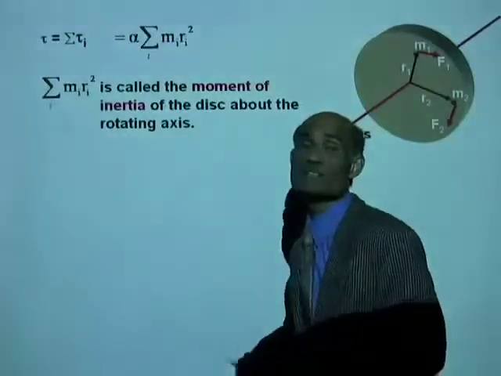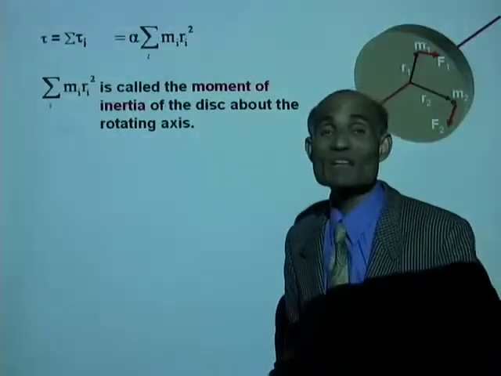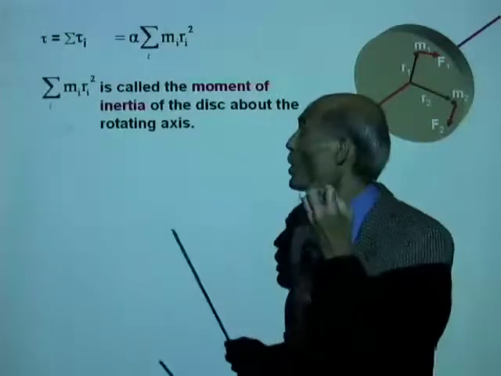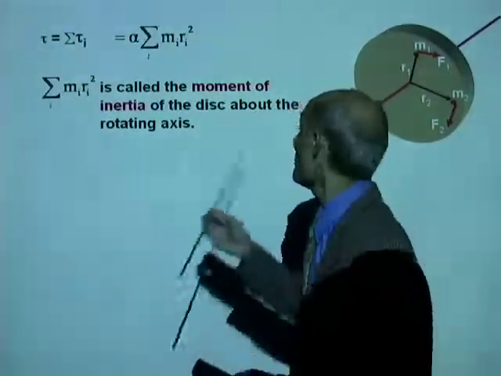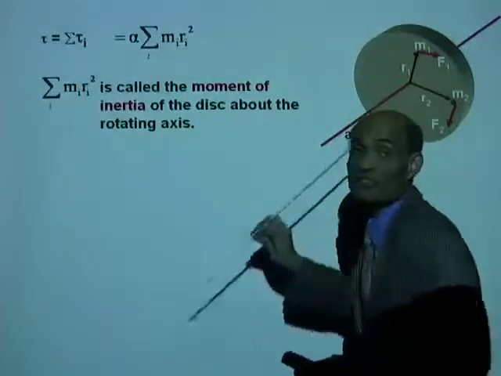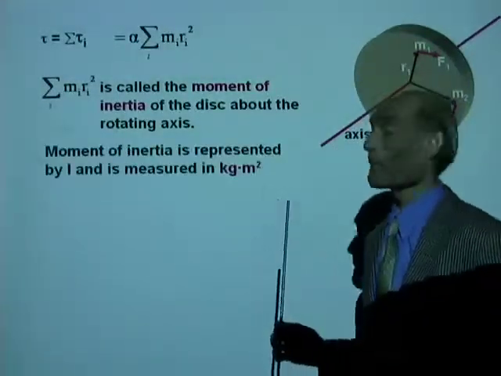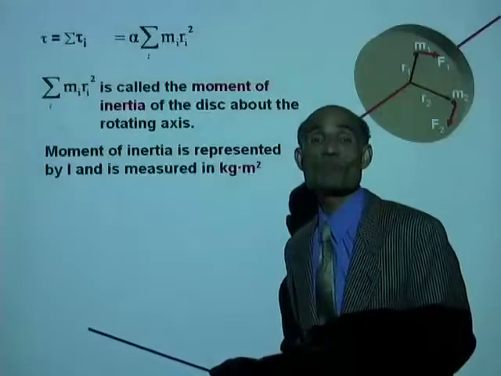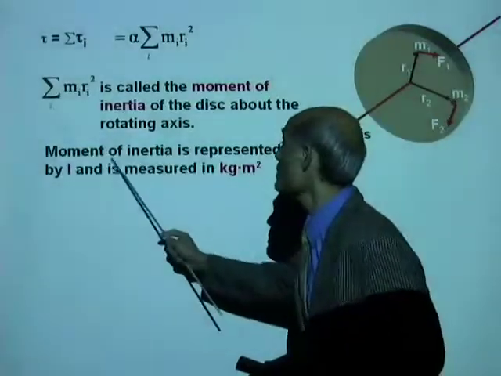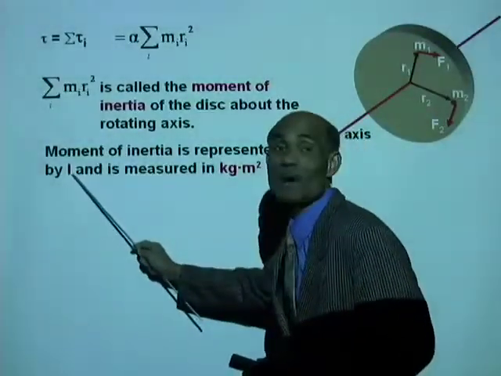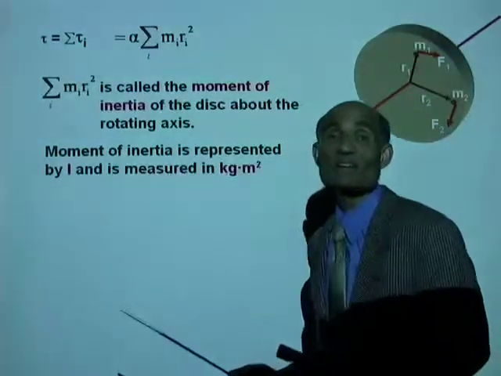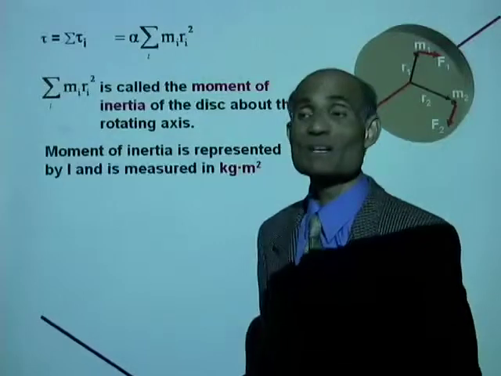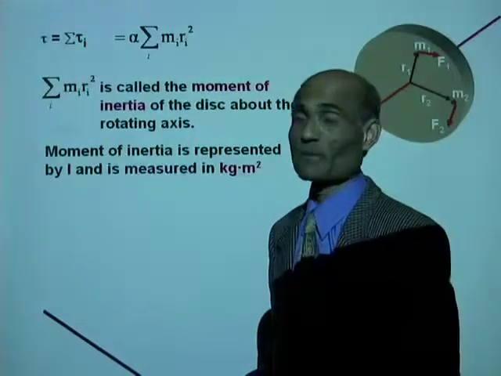So what is the summation of m_i r_i squared called? It is called the moment of inertia of the disk about the axis of rotation. What is the unit for moment of inertia? Moment of inertia is represented by I and is measured in kilogram meter squared.